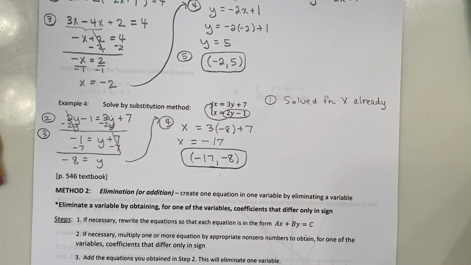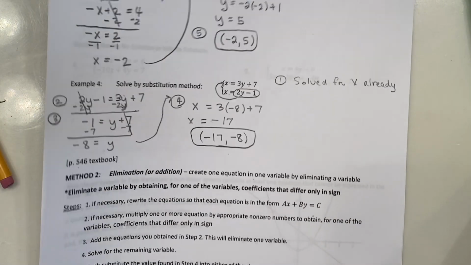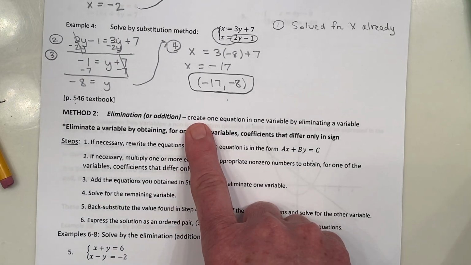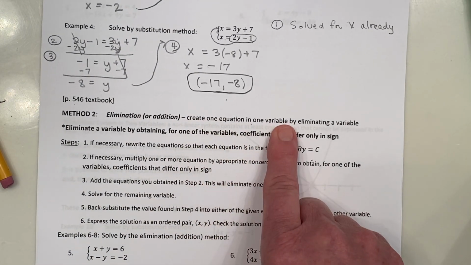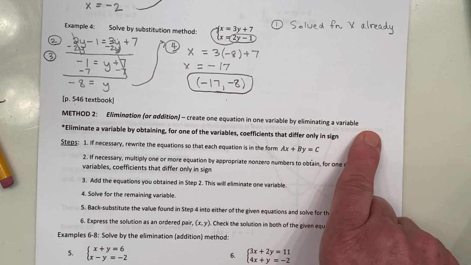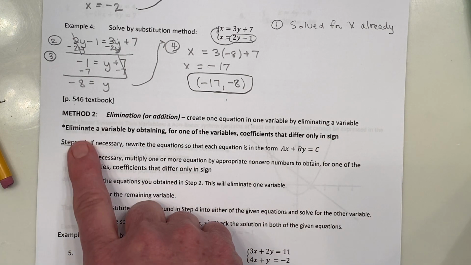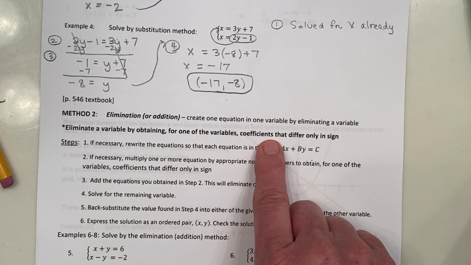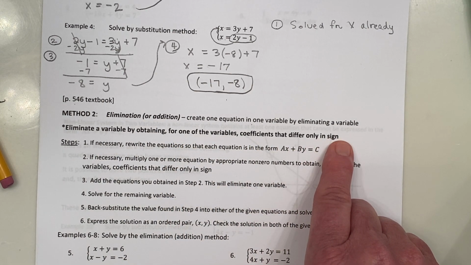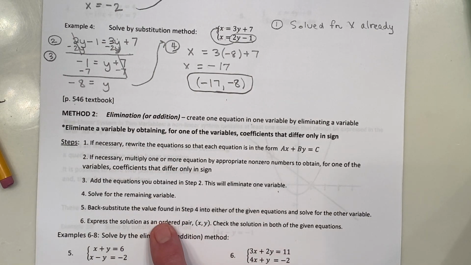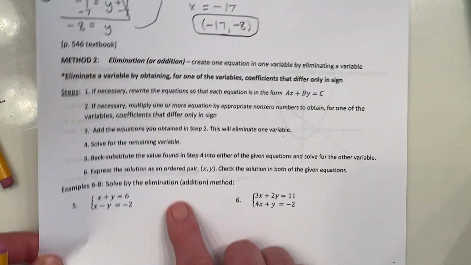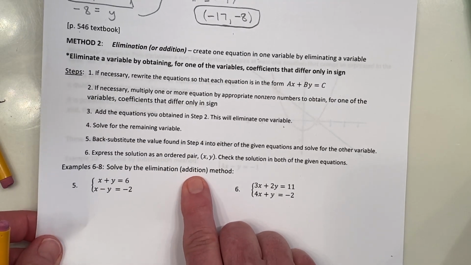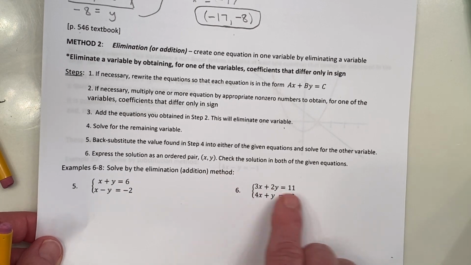All right, method 2 for solving a system. We're going to create one equation in one variable by eliminating a variable. We're going to eliminate a variable by obtaining for one of the variables coefficients that differ only in sign. And here are the steps that we're going to follow when using the elimination method, sometimes called the addition method, to solve a system of equations.